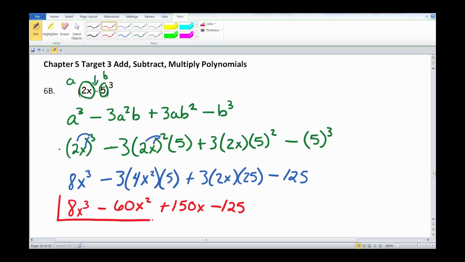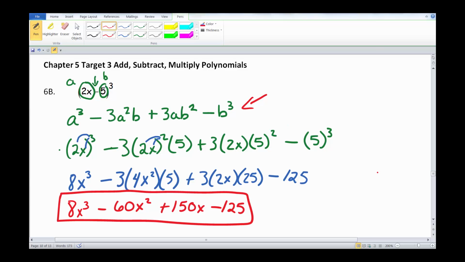So here is our final simplified version using, again, that binomial cube theorem. Again, that's, I think, a much faster way than just distributing 2x minus 5 times 2x minus 5 times 2x minus 5. Believe it or not, this is actually a form of Pascal's triangle. But again, that is our Chapter 5, Target 3, Problem 6b.